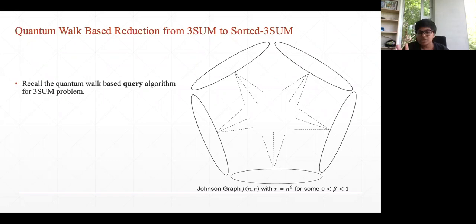So we have something called the Johnson graph. Now the Johnson graph is parameterized by N and R, where every node is an R-size subset of this set N. So each node will now contain an R-size subset of the input to threesome, because the inputs are indexed and we store those query values as well.